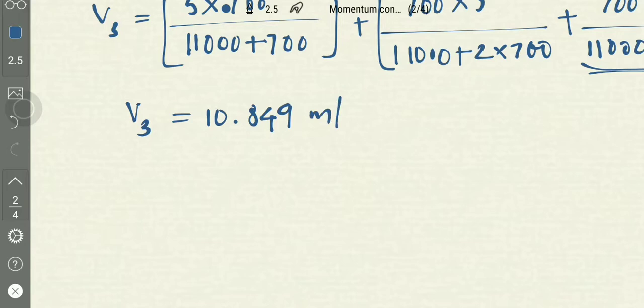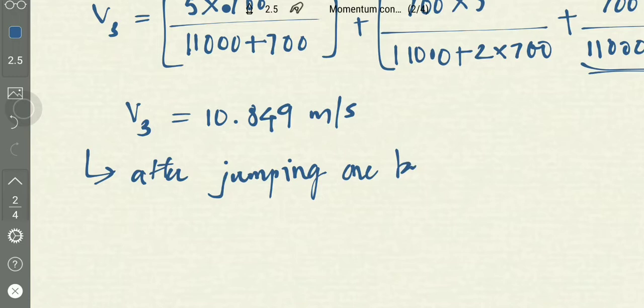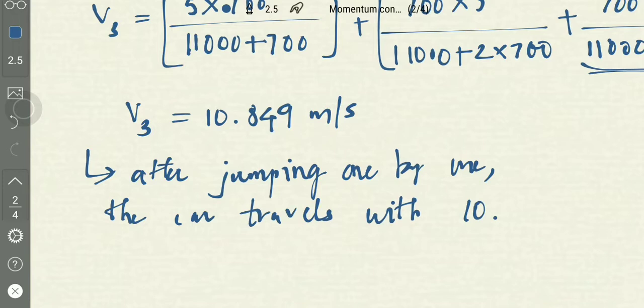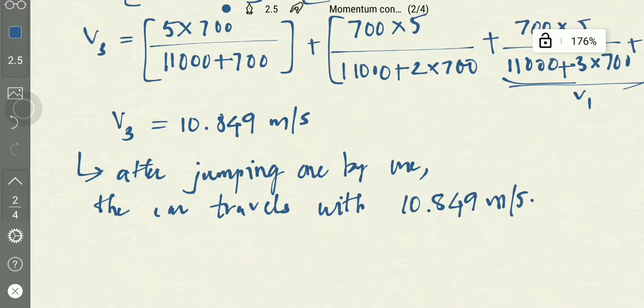So after jumping one by one, the car travels with 10.849 meter per second. This is how we need to solve the problems using the conservation of momentum principle. And now let us see collision and impact of elastic bodies.